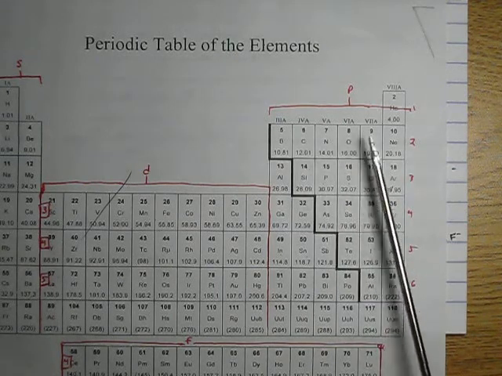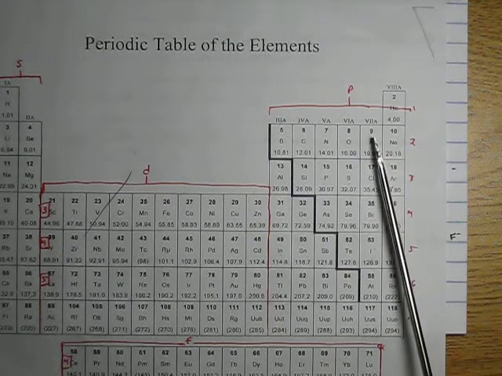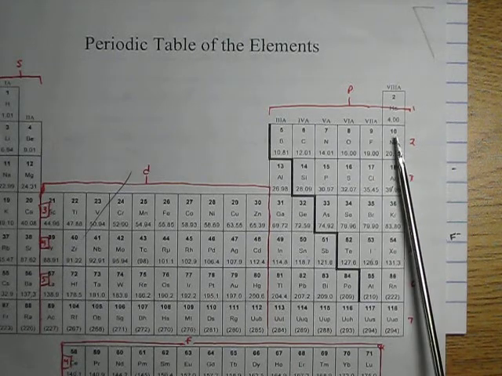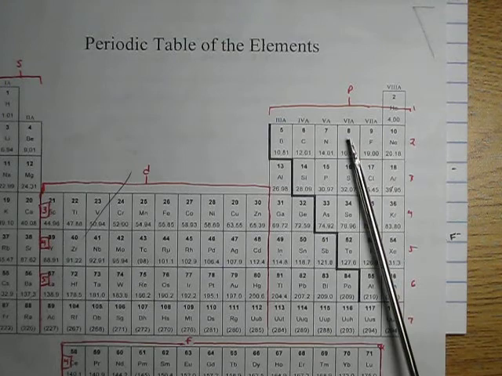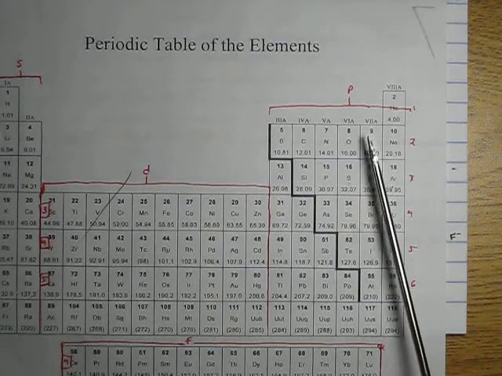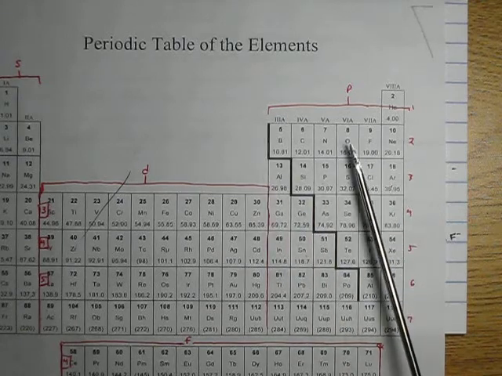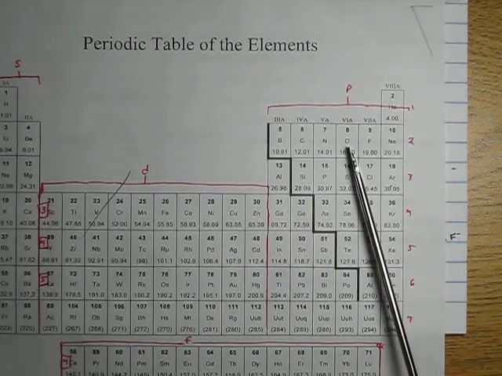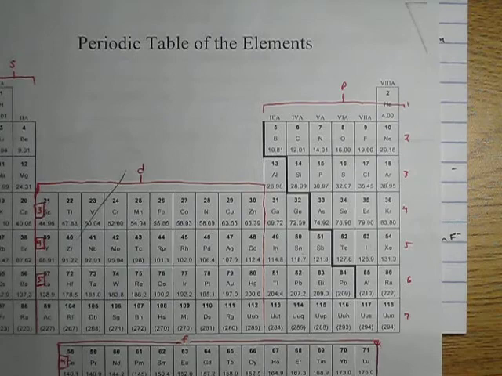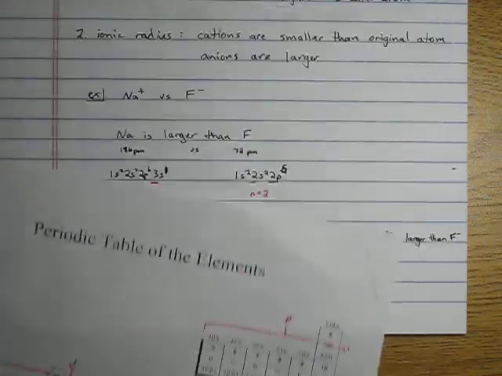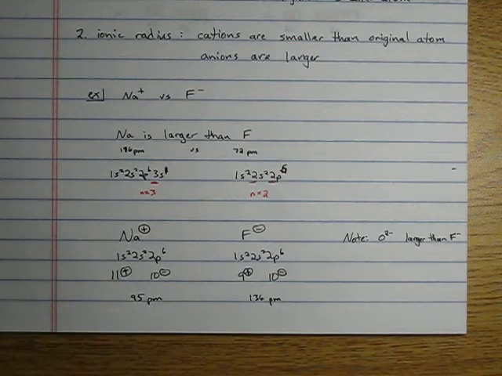Wow, 8 protons attracting 10 electrons versus 9 protons attracting 10 electrons. 8 protons cannot hold on to their electrons as well as 9 protons can. So we expect an O2- ion to be larger than the F- ion. And that is what we see.